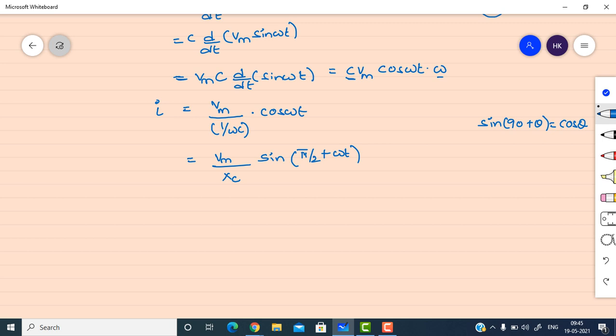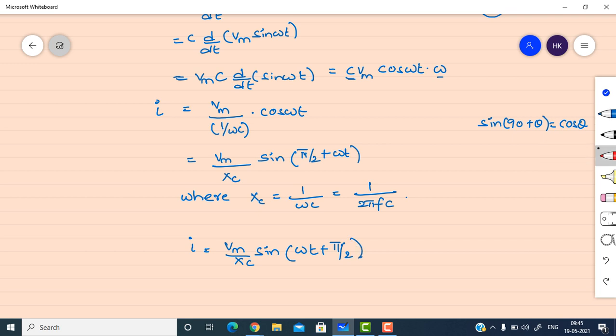Where Xc is 1 by omega C. In place of omega, substitute 2 pi f, so 2 pi fC. So therefore the current equation is I is equal to Vm by Xc sin omega t plus pi by 2. Now we can compare this with the standard equation Im sin omega t plus or minus phi.